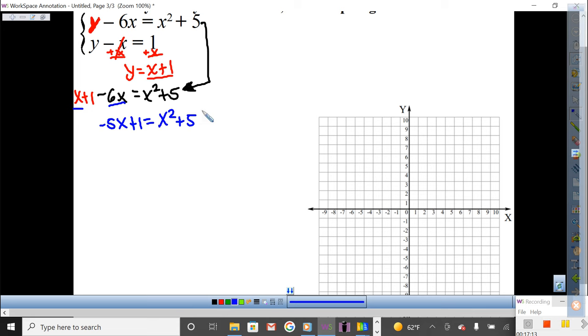Now, what kind of equation do we have here now, guys? It's a quadratic, right? So when we solve quadratic equations, what was the main thing to do? To leave it equal to what? Zero. So we already have x squared on this side. So what do I do on this side to make it equal to zero? Plus 5x and minus 1. Plus 5x minus 1. So that gives us 0 equals x squared plus 5x, 5 minus 1 is 4.